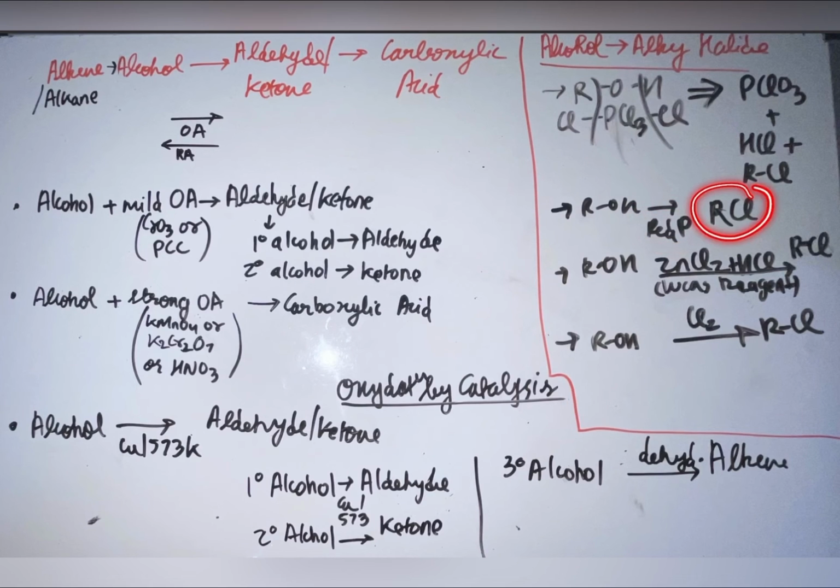Moving on to the next reaction, you have alcohol, and if you add red phosphorus to it, you will get alkyl halide. Similarly, if you have ROH and you add ZnCl2 plus HCl, this ZnCl2 and HCl is called the Lucas reagent. This Lucas reagent adds with the help of Markovnikov's addition rule, so you will get alkyl halide. Similarly, if you use ROH, alcohol, and add chlorine, that will give alkyl halide.